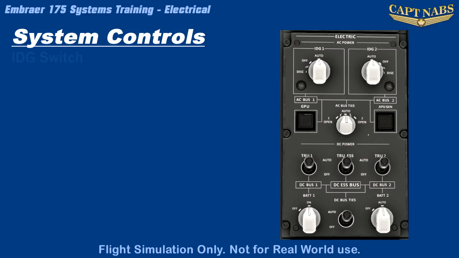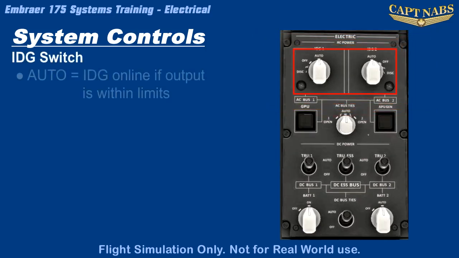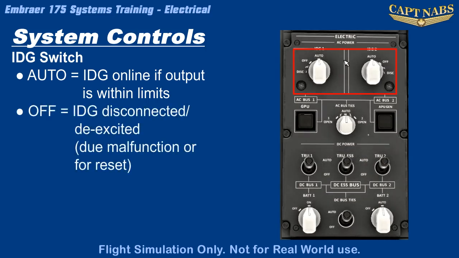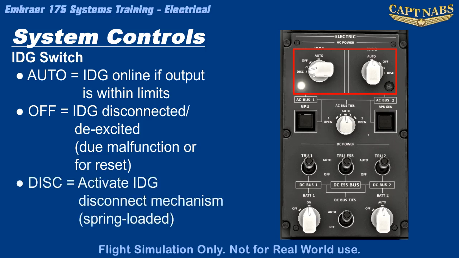Each IDG is controlled by a 3-position switch. Normally the switch is in the auto position and the generator is automatically connected to the system once it has reached operating speed without any pilot action. An off position allows the pilot to turn off the IDG manually in case of malfunction or to allow a reset by turning the generator off and on again. The third position is the disconnect position. This position is spring-loaded back to off and must be held for 1 to 3 seconds to disconnect the IDG's drive mechanism.